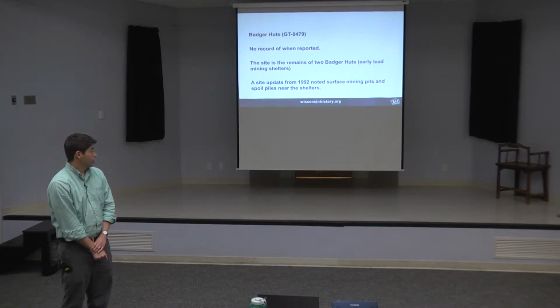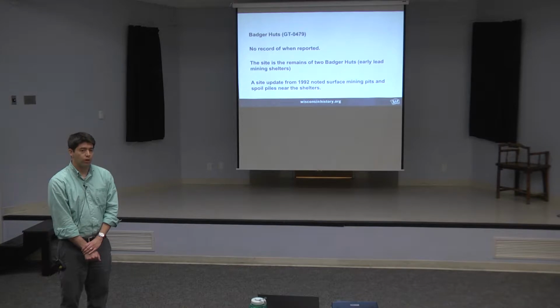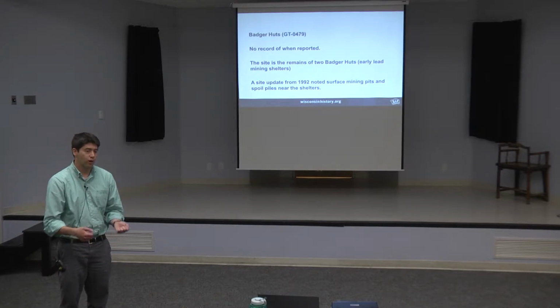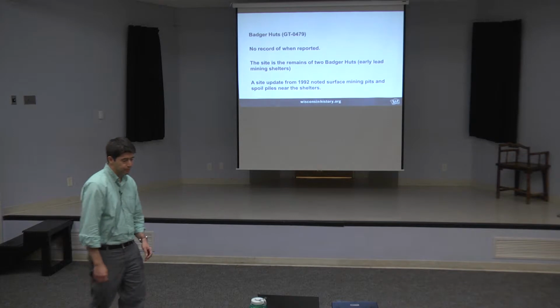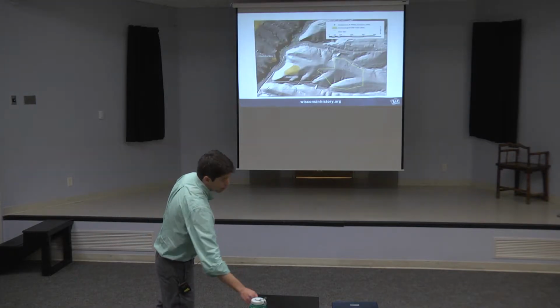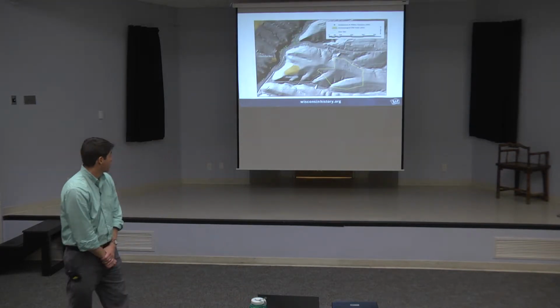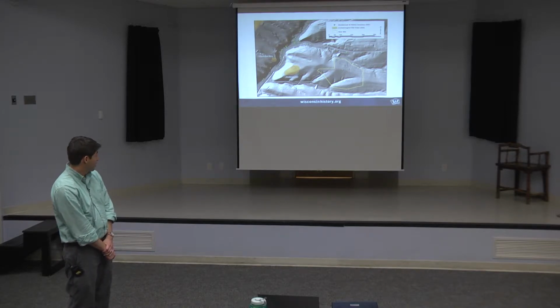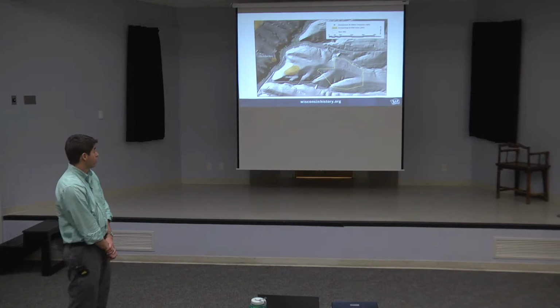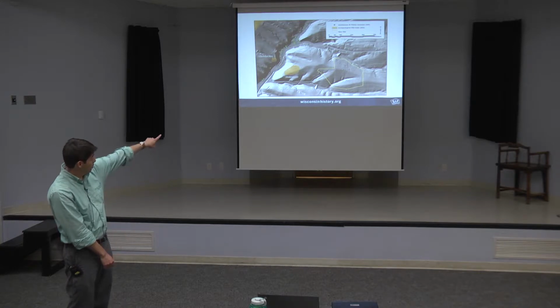Someone went out there in 1992 and noticed pits that were near the huts, which were the remains of where they were actually digging. There were spoil piles and holes in the ground, and that was considered a significant find, so it was added to the site record. When we look at it in LiDAR, the badger huts are the orangish blob on the left, and at the very top of that blob, you can see those little depressions. Those were the original pits that they noticed. But if you look off to the right, you can see a whole lot more of them over there.